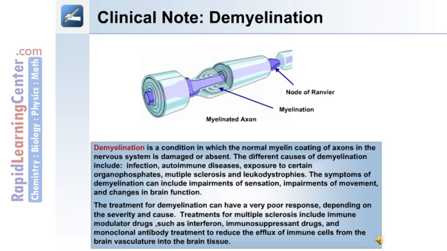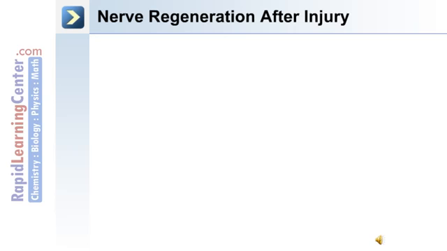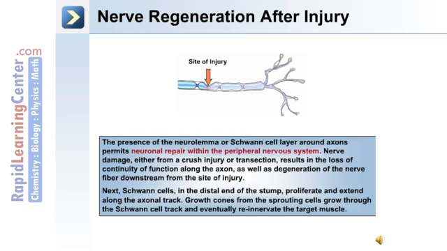Treatments for multiple sclerosis include immune modulator drugs such as interferon, immunosuppressant drugs, and monoclonal antibody treatment to reduce the efflux of immune cells from the brain vasculature into the brain tissue. The nervous system has a certain capacity for repair after injury. The presence of the neurolemma, or Schwann cell layer, around the axon permits neuronal repair within the peripheral nervous system.